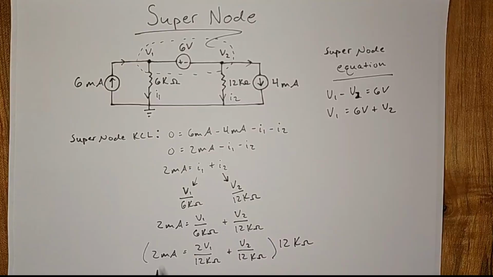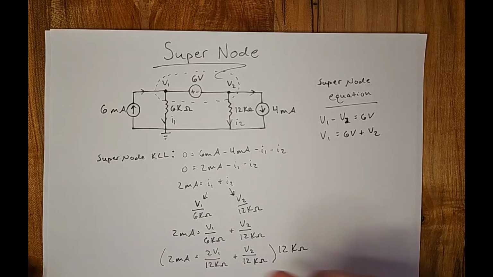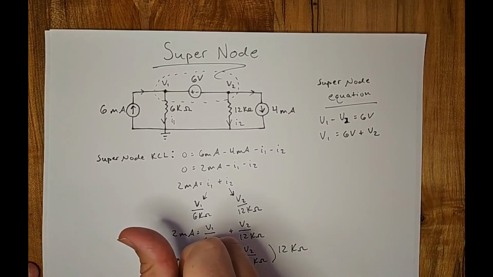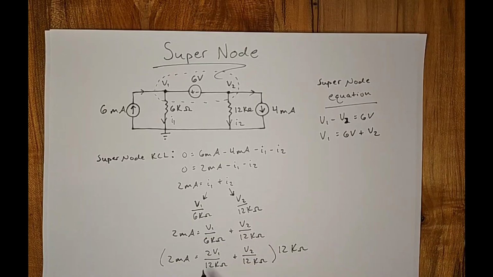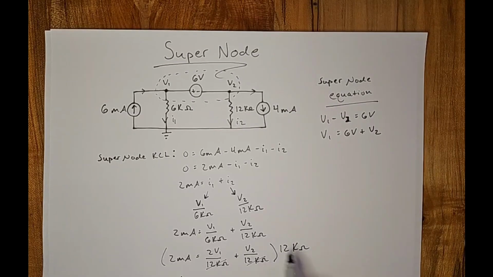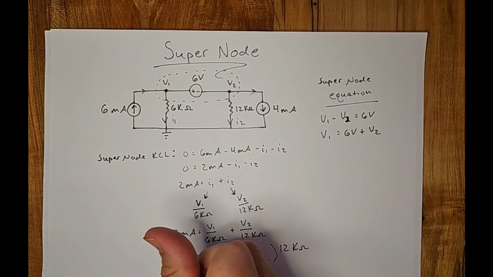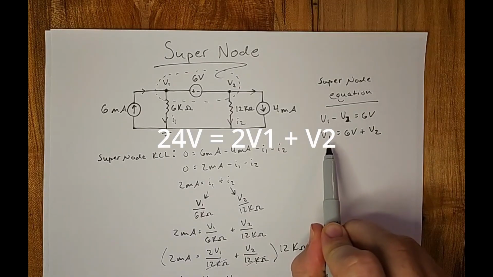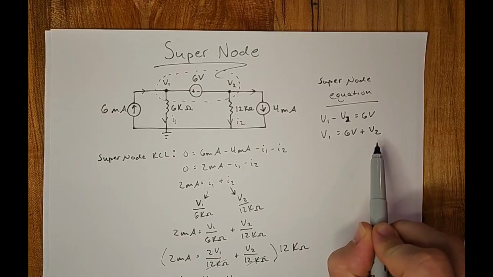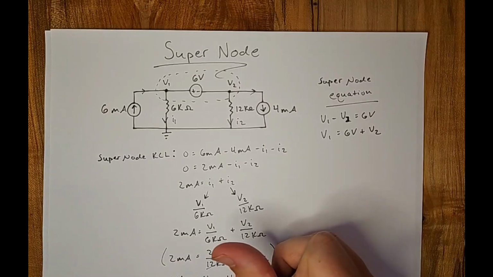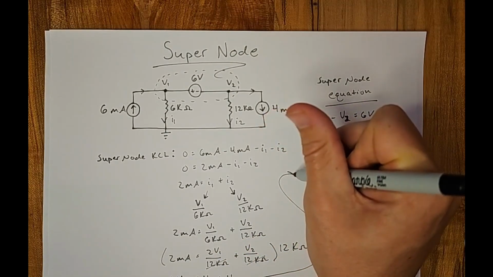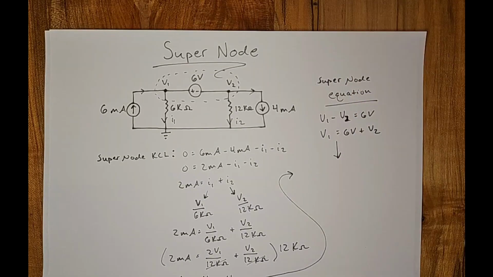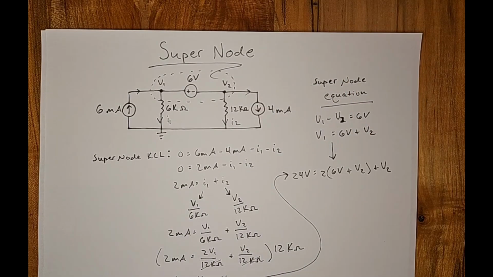So 12k ohm times 2 milliamps is, of course, 24 volts. And then for this side of the equation, we can just get rid of the 12k ohm denominators like so, because obviously they'll just cancel out. So we're left with 24 volts equals 2V1 plus V2. Now we already have up here from our supernode equation, V1 equals 6 volts plus V2. So let's plug it into our equation down here. And now we just solve.